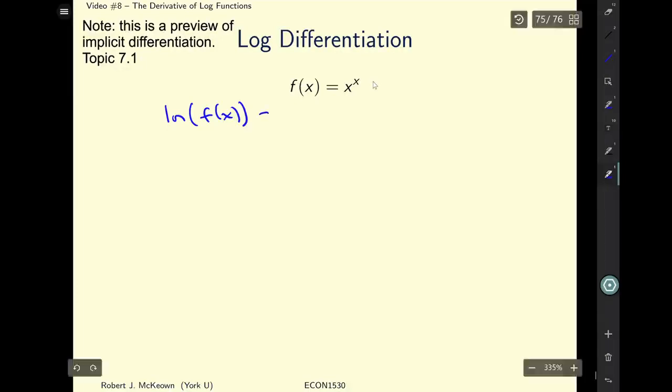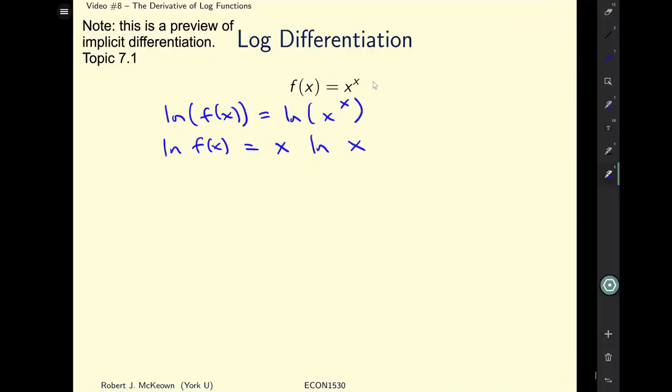And when I take the log of x to the power of x, I'm going to get x log x. And you can kind of see that I should be able to take the derivative of the right-hand side. Right? It looks just like a product of two functions, one of which happens to have the natural logarithm in it. And so I'm going to do just that. I'm going to take d/dx, the derivative of both sides.